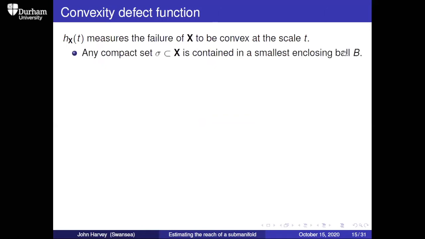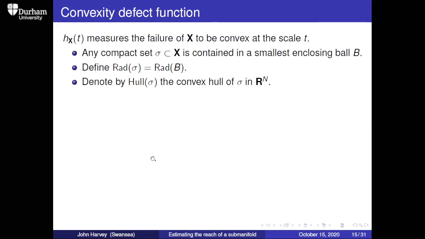What we'll do is take any subset of x, which is sigma. Sigma is compact, it fits inside a ball, and we can use that ball to define the radius of sigma. So we've got a way of saying what the radius of any subset is. And the subset lives in Euclidean space, so it's got a convex hull.